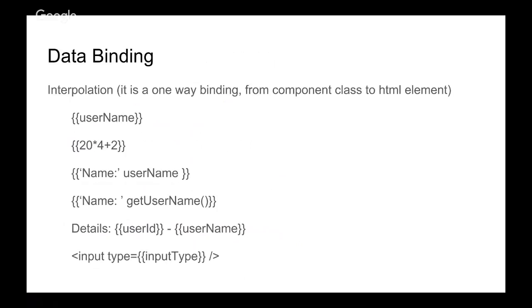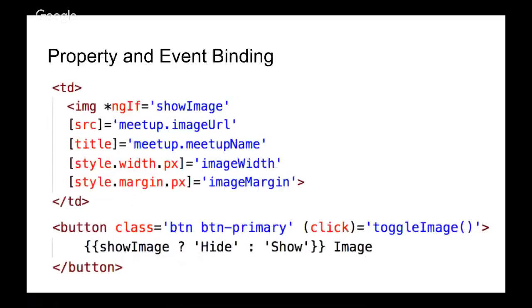You can even bind to attributes. An input element has an attribute called type, and type can have a value like text, number, or tel. At runtime, you can decide what kind of input type you need, and you can bind that as well along with the double curly braces, or interpolation. So these are the multiple ways we can do one-way binding with double curly braces.